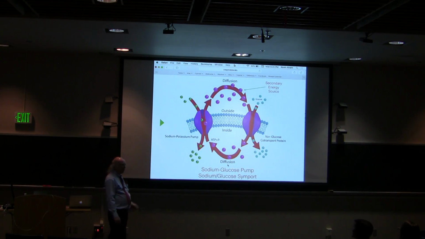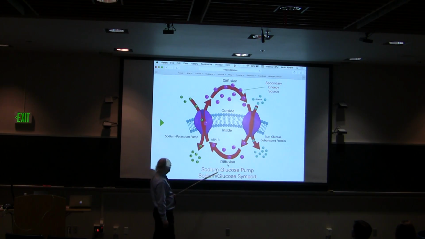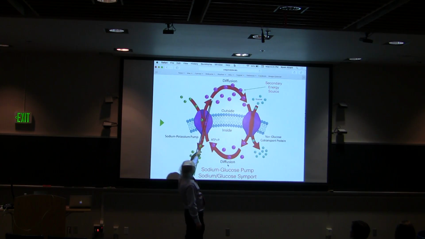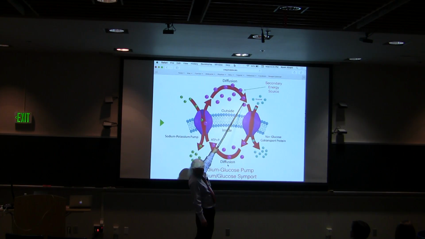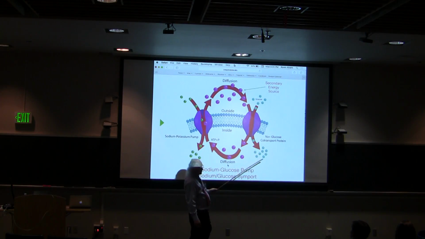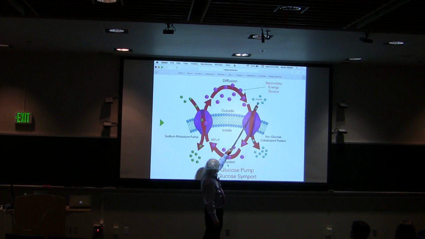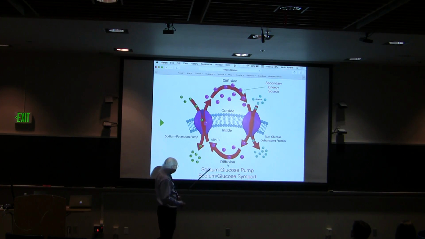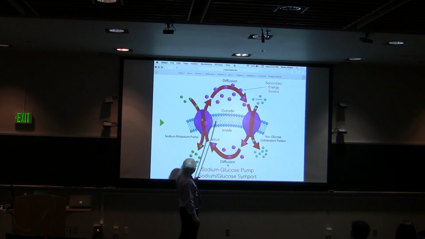Another pump I talked about that didn't require ATP was the sodium glucose pump. It's driven by the high concentration of sodium ions outside that want to come in. And when they come in through this pump, they bring in the glucose with them. The glucose is moved from a low concentration to a higher concentration, which is why this is an active transport system. And the energy comes from the sodium gradient.